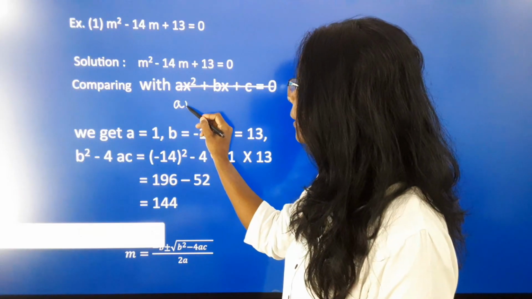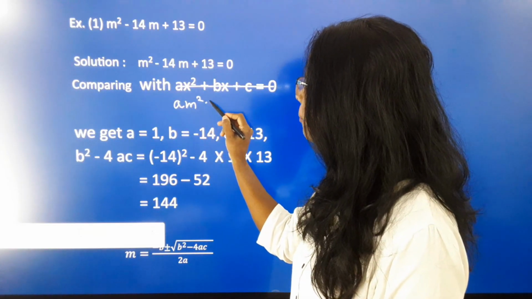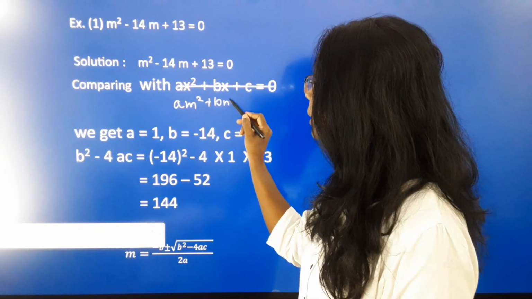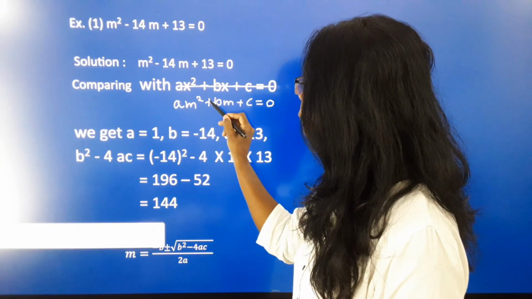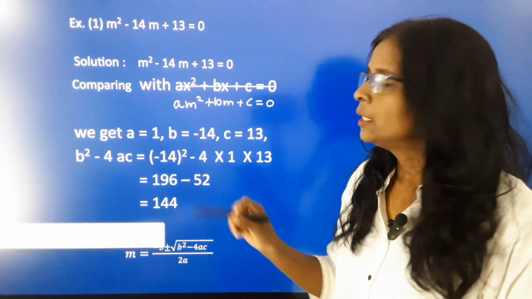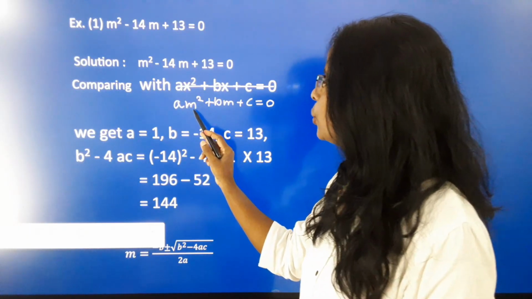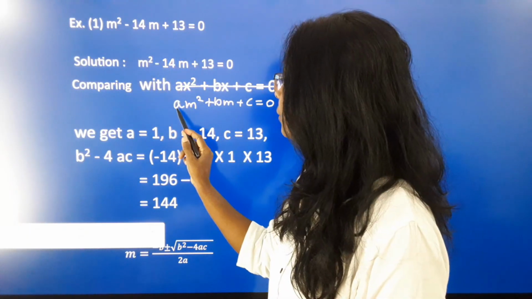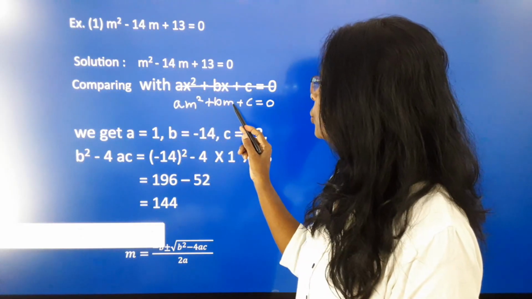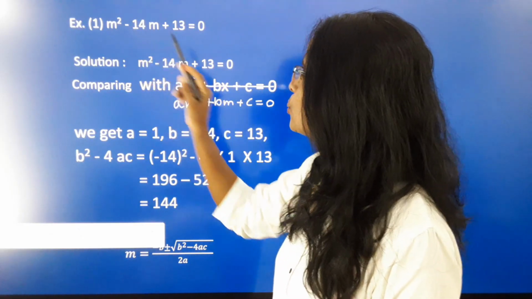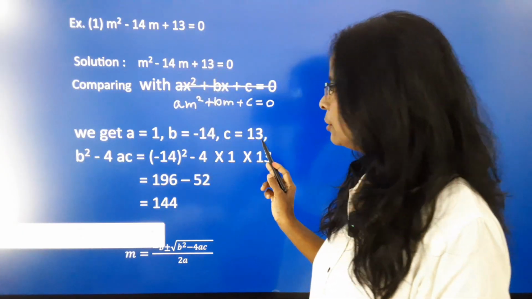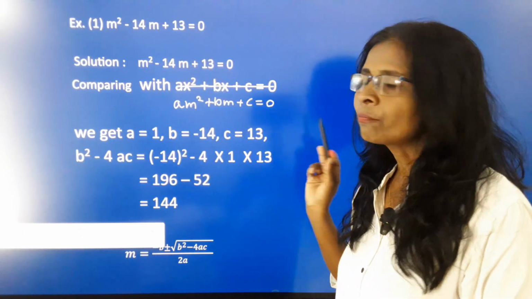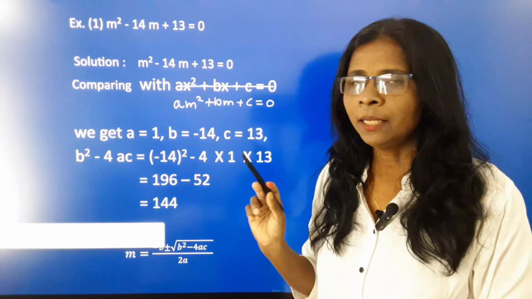So we write here am square plus bm plus c is equal to 0. Then you may clear out that the coefficient of m square is 1, the coefficient of m is minus 14, and the coefficient of c is positive 13. So this way we have the three values for a, b, c.